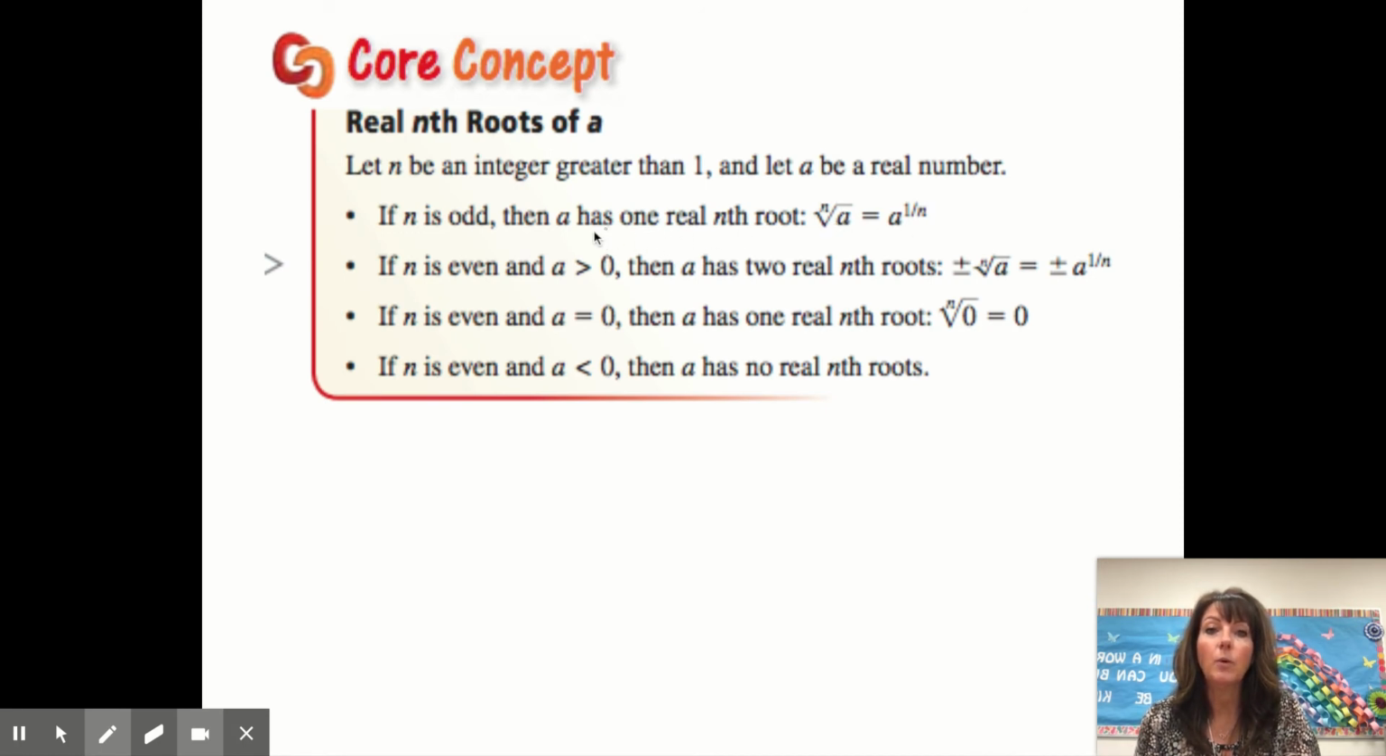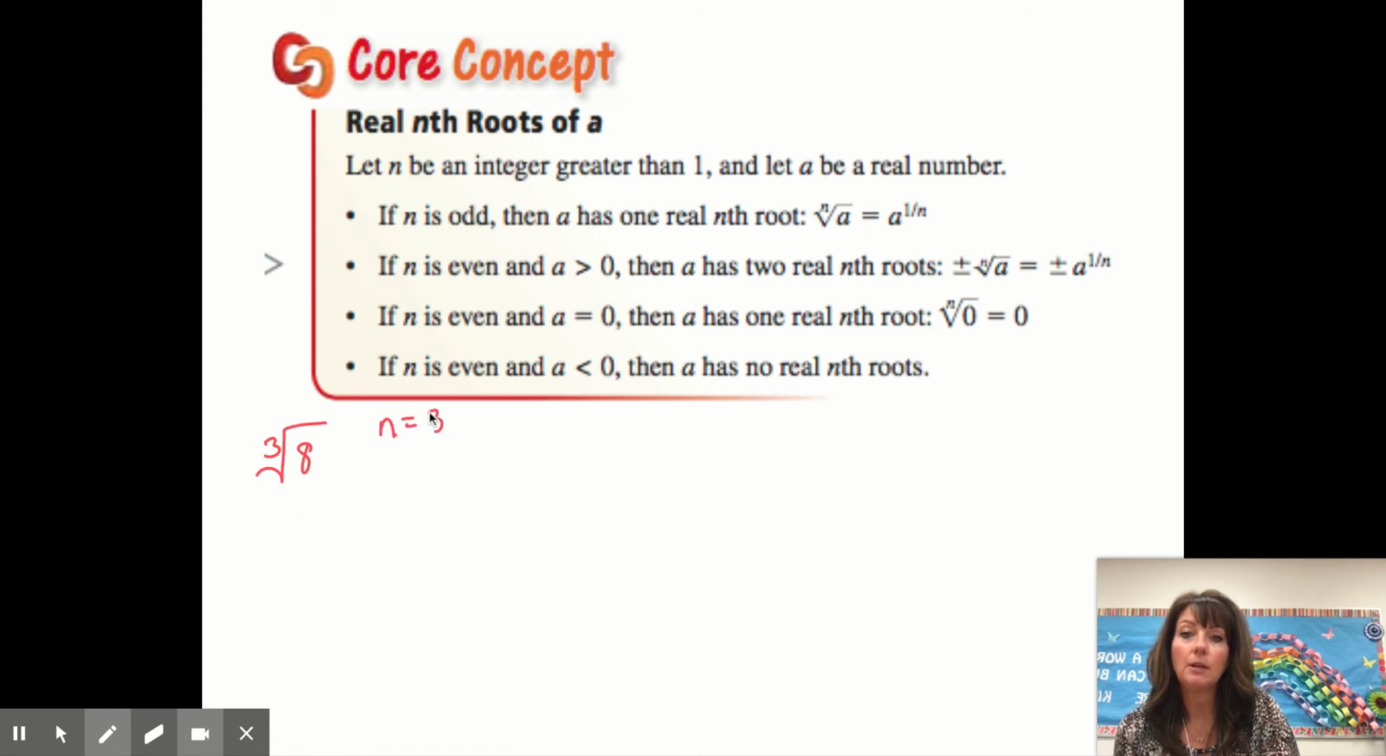Then a has one real nth root if n is odd. So that could be the cube root of 8. What is that saying? That is saying n is equal to 3 and a is equal to 8. This could be written as 8 to the 1/3 power. There's only one answer to this, and that answer is 2.